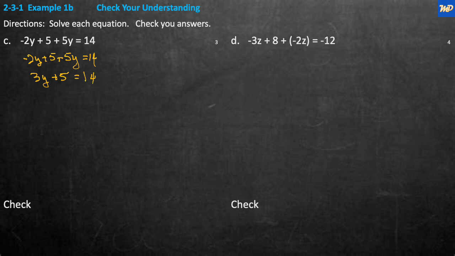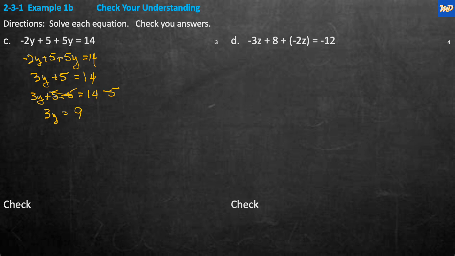Now we have to move the 5 to the other side because we have to get the variable by itself. We're going to do that by writing 3y plus 5 minus 5, that's the subtraction property of equality, equals 14 minus 5. Again, that's the subtraction property of equality we're using here by adding a negative 5 to both sides. Then we're going to simplify. We're going to get 3y. These 5's cancel, equals 14 minus 5 is 9.